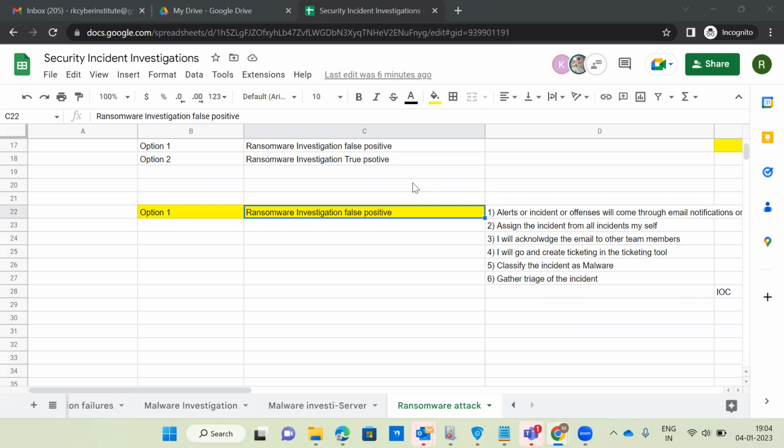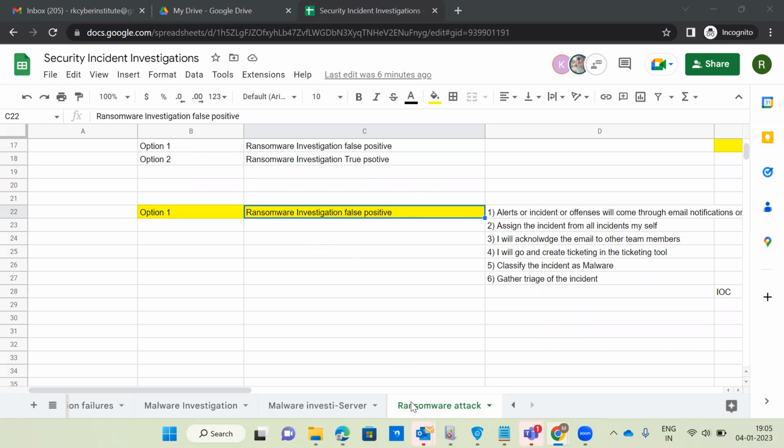Ransom means to be paid. Ransom's general meaning is to be paid. To be paid to whom? To the threat actor. So what is a threat actor? The attacker. So he or she is trying to do the hacking part. That is called the threat actor. So that is about the ransomware attack.